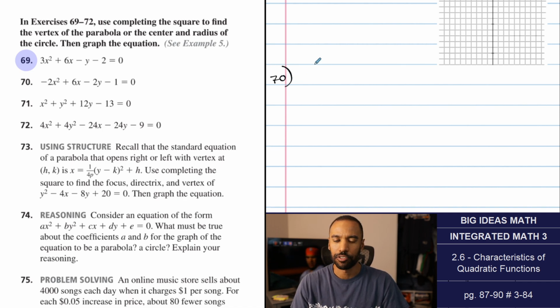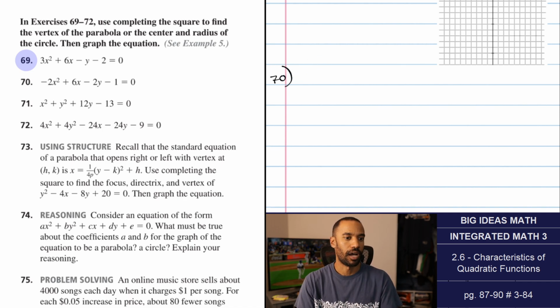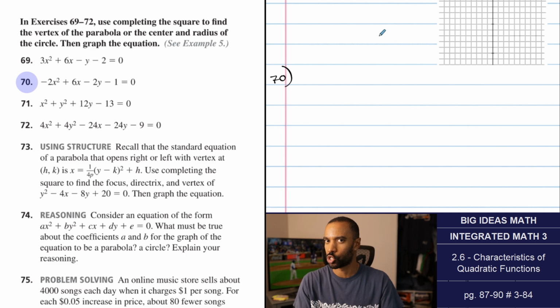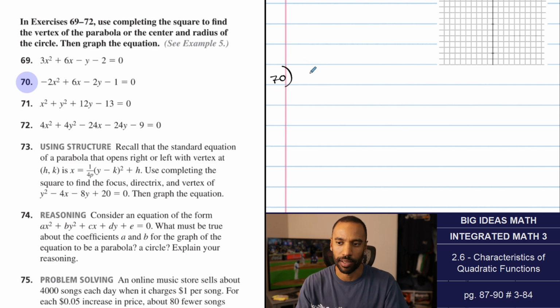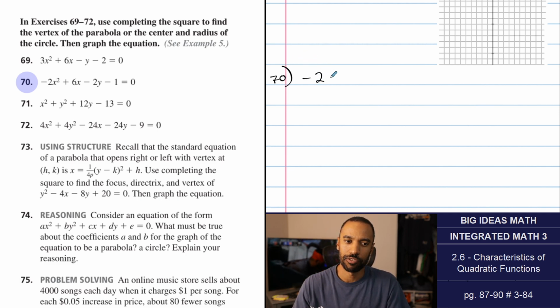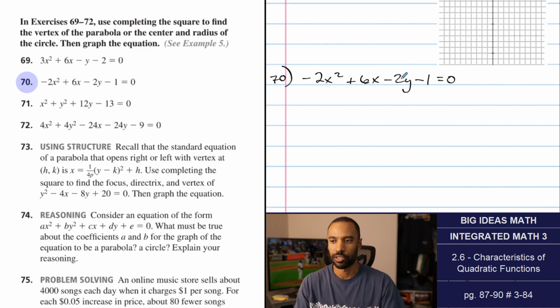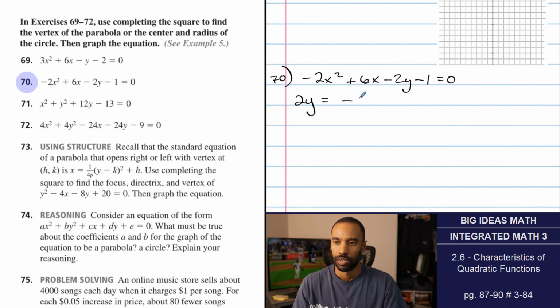By the way, if I have to do a circle, which I will, on I think 71 and 72, I'm going to do the other graph, the squared up one with the scales, just so you know. So I'll attach both of them. So I have negative 2x squared plus 6x minus 2y minus 1 equals 0. Once again, there's no y squared, so I'm just going to add this 2y over to this side, and I got negative 2x squared plus 6x minus 1.